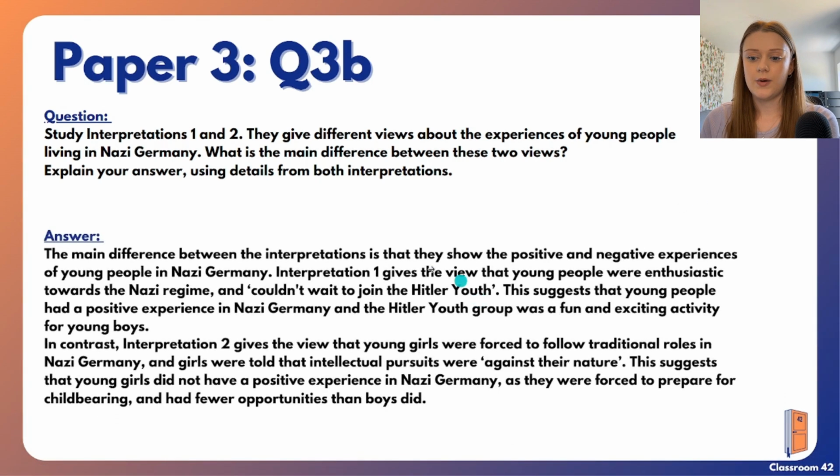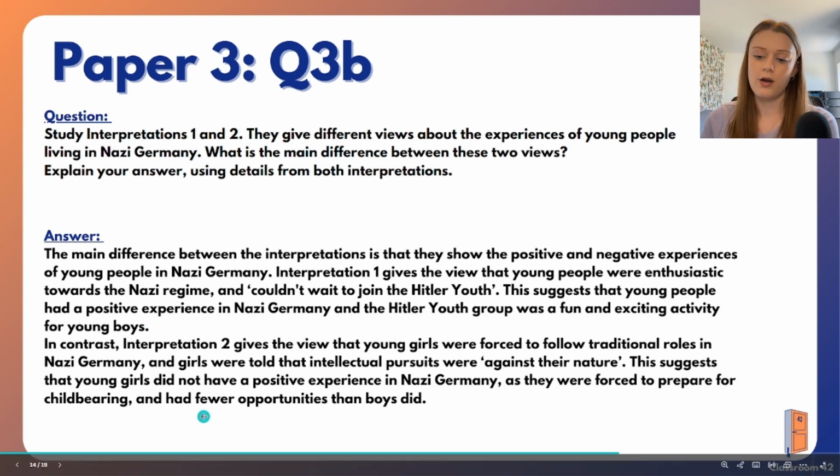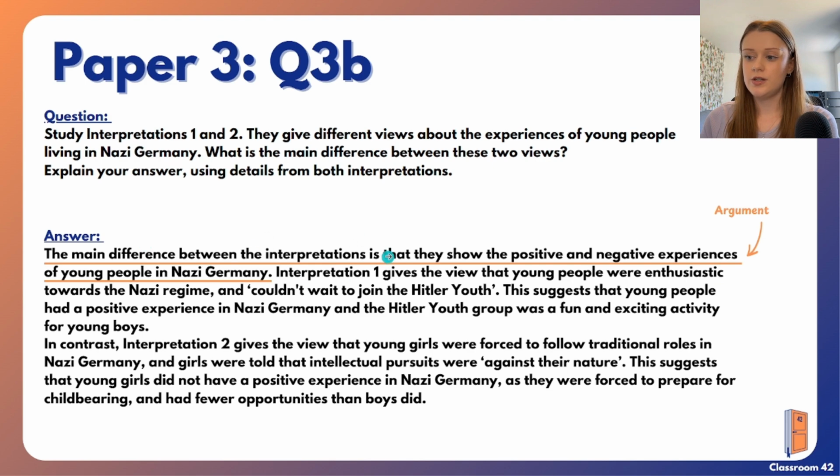So let's have a look at our example answer for this question. So you can see here I've split it into 2 paragraphs, but you can just keep it as 1 full paragraph as well if you want to. It's just a bit easier to show it when it's in 2. So first of all, we have given our argument. So the main difference between the interpretations is they show positive and negative experiences of young people in Nazi Germany.